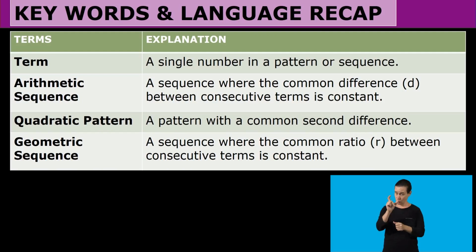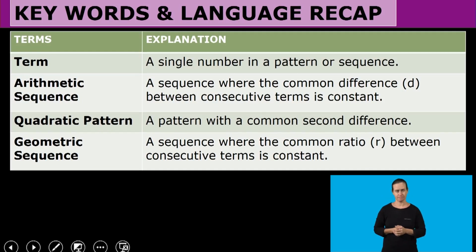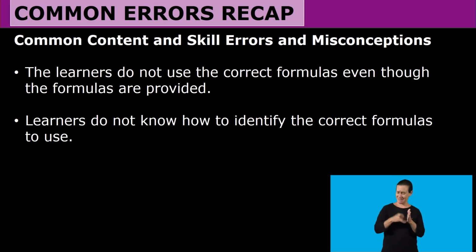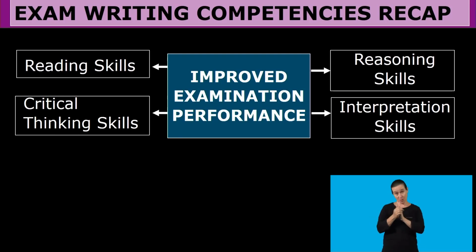Then do not forget those keywords that we keep on using when we are working with number patterns. And looking at those common errors or misconceptions, remember, you need to use the formula sheet. So you cannot get those formulas wrong, because wrong formulas means that you will get no marks. So please use the formulas that are provided, and most importantly, use the correct formulas. Even if you use the formulas from the formula sheet, you need to make sure that you've chosen the correct formula. Do not forget those exam writing skills that you need to have that will help you in the exam.